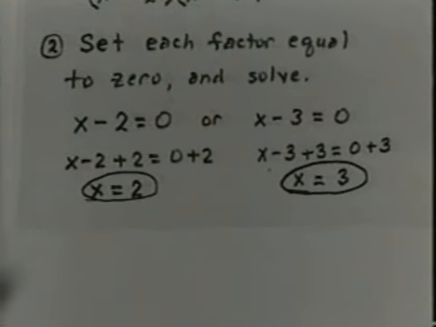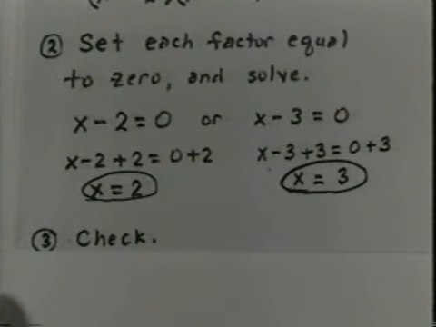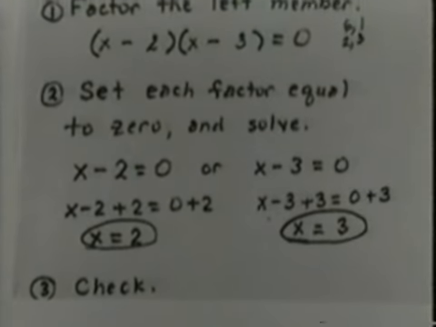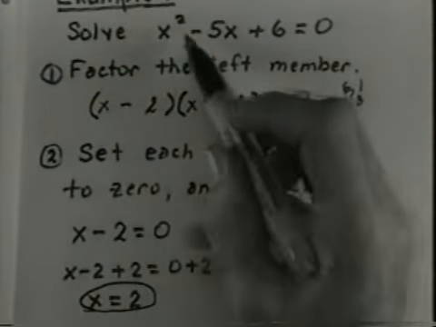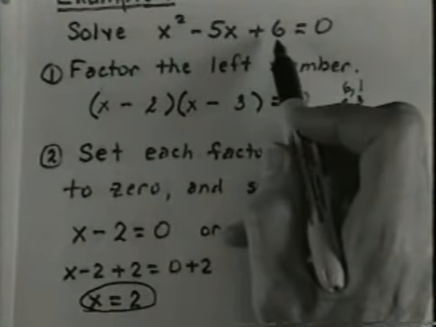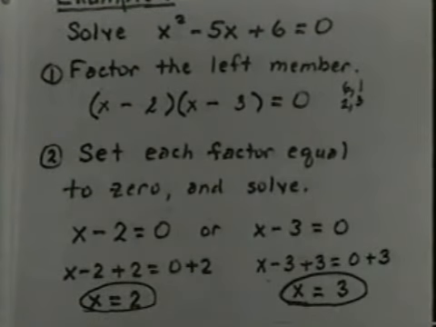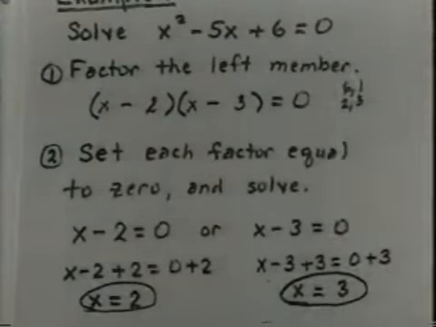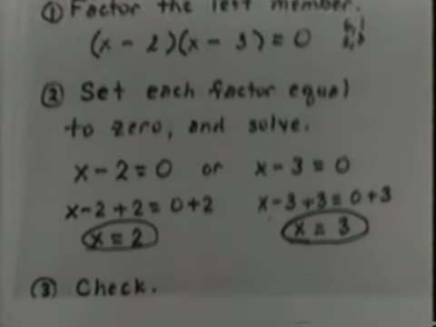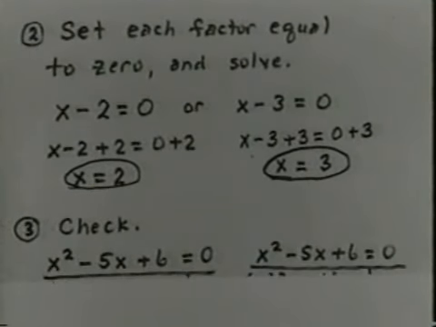As always, we should check our work. Where do you check an equation? Where do you check any problem? You always check it back in the original. The original was x squared, subtract 5x, add 6 equals 0. So we're going to check x equals 2 and x equals 3 in the original equation. Since there are two possible answers, we must check them both separately. So we write down two check arrangements.